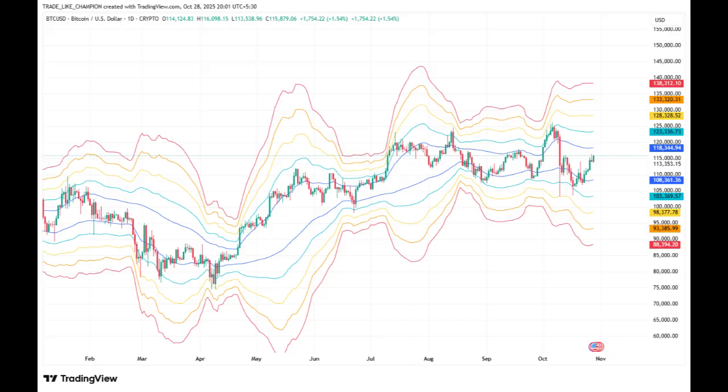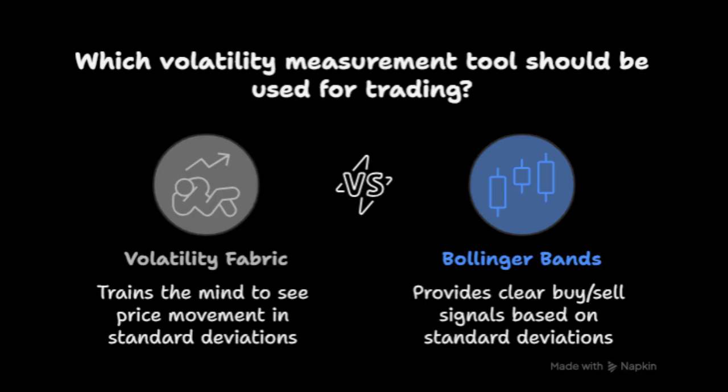It's important to point out that the example of volatility fabric is actually a form of Bollinger Bands. The most basic form of a Bollinger Band is a measure of standard deviation around a simple moving average.